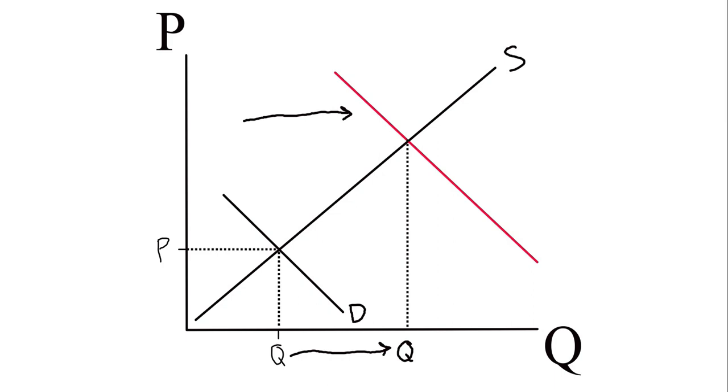And our new equilibrium price is here. And this will be P1. So our quantity increased. I guess this is Q1. Our quantity increased and our price increased.